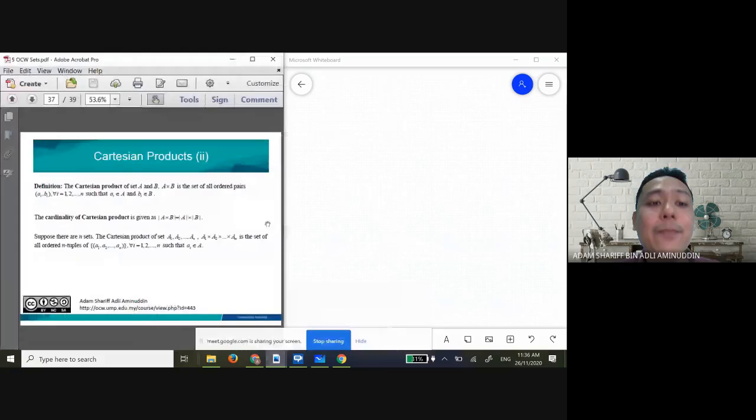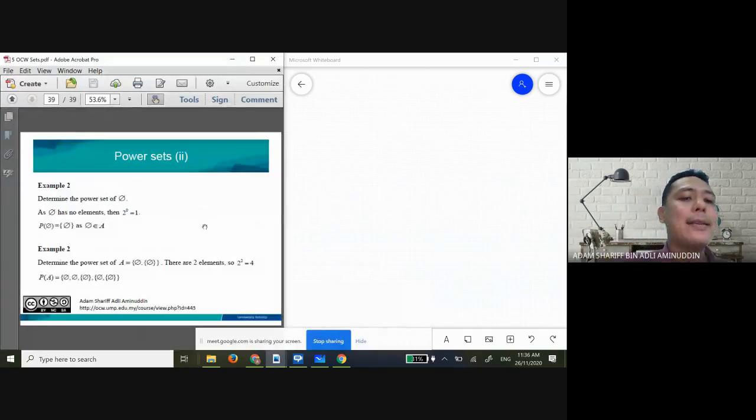Alright, I shall proceed. Saya harap Cartesian Product senang je. Jarang orang buat silap kecuali, again, careless. Alamak, putus lagi.